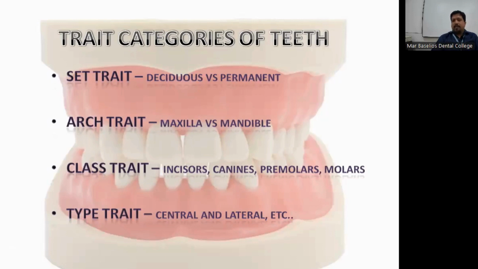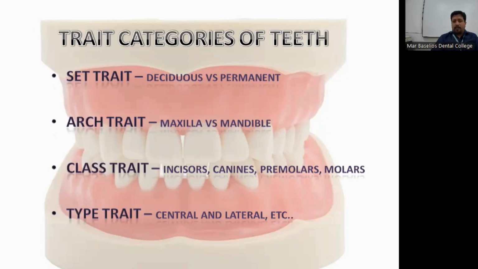Next one is class trait. In human dentition, if it is deciduous, we are having three subclasses, that is incisors, canine, and molars. If it is permanent, we are having four subclasses, that is incisors, canine, premolar, as well as molar. So these kinds of classifications are called class trait.